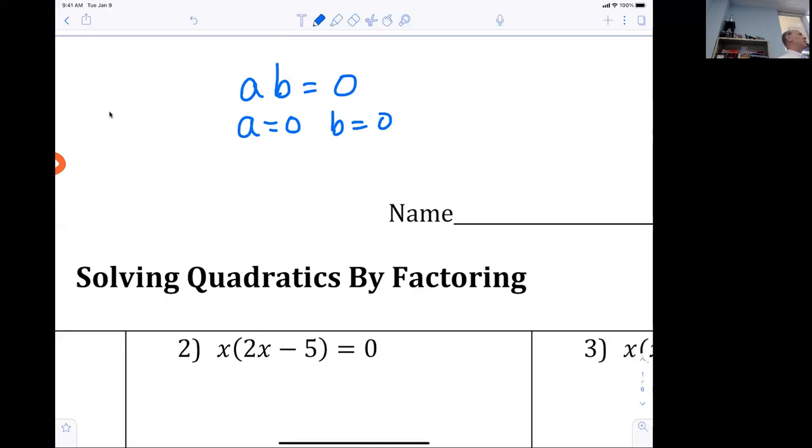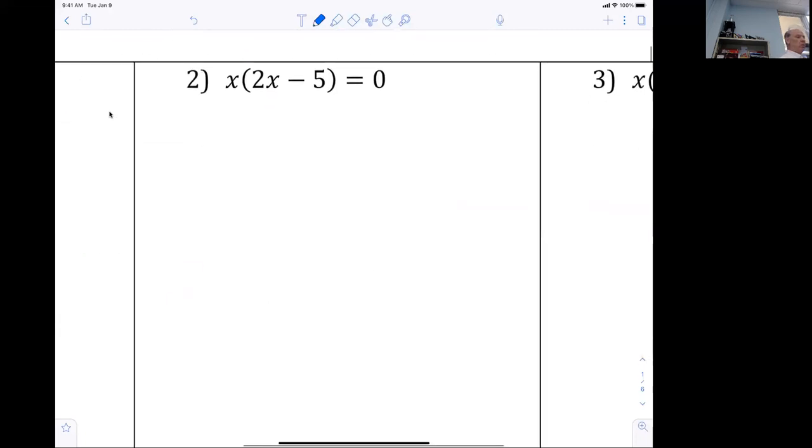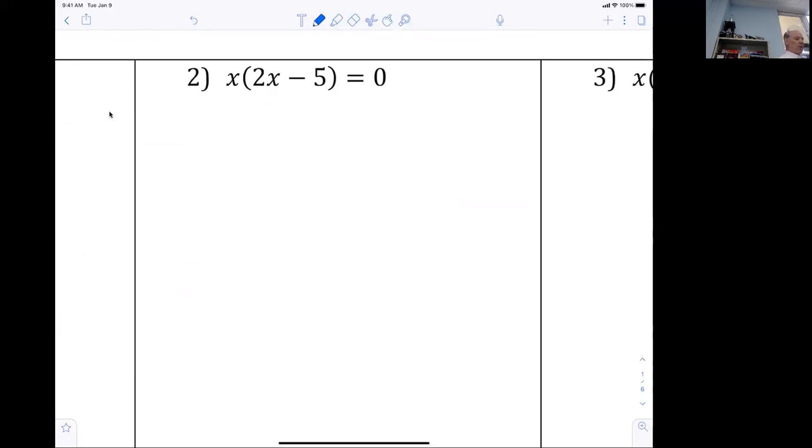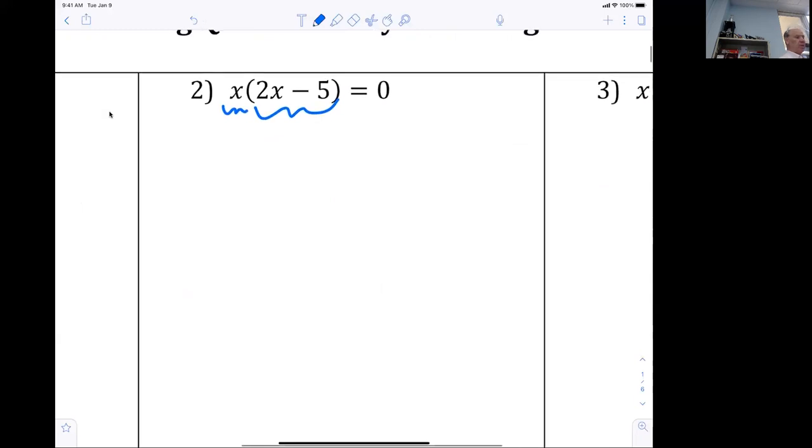All right? So that's something super important. So let me show you how simple it is. Number 2. Think of that as this right here and this right here. So either one of those has to be what? One of those has to be 0. So I want everybody to write down x equals 0 or 2x minus 5 equals 0. Everybody has to write that down.